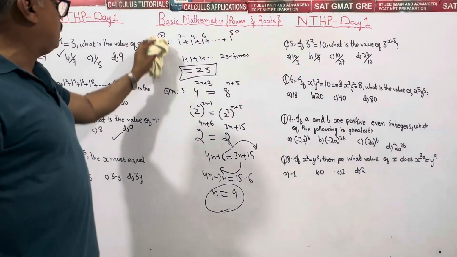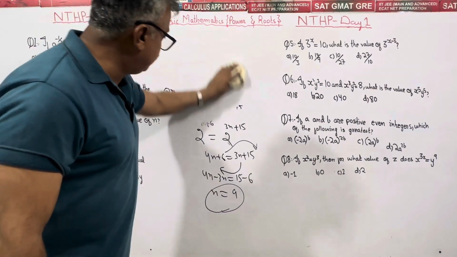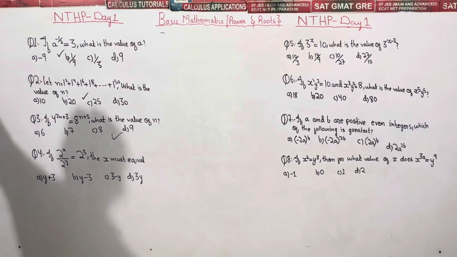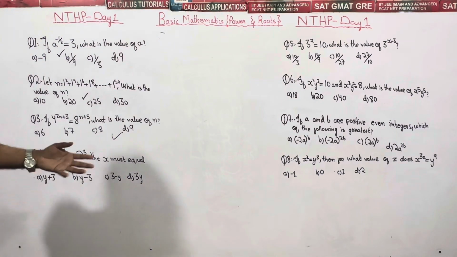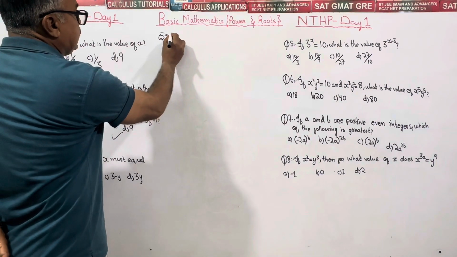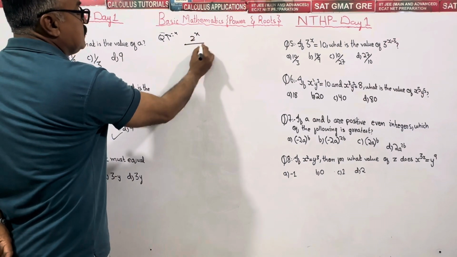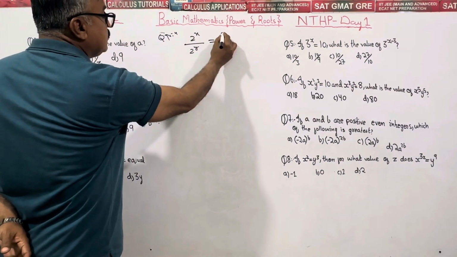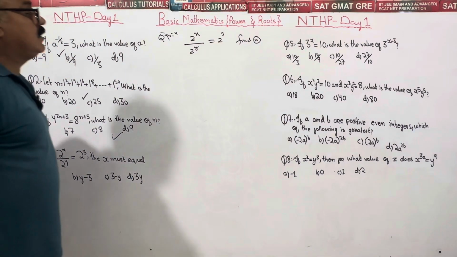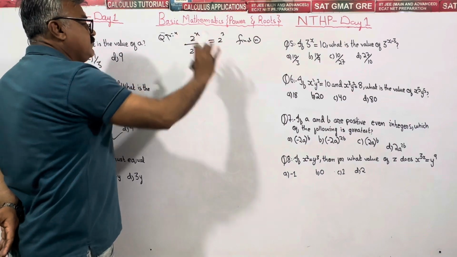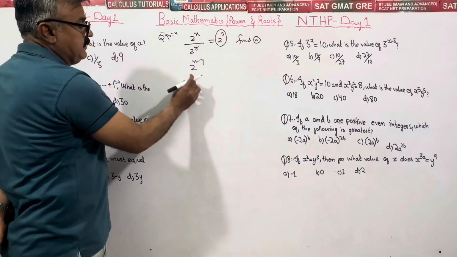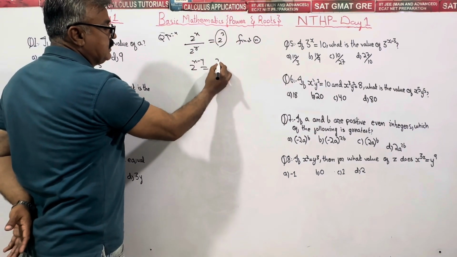Let's see question number 4. It reads: 2 raised to x divided by 2 raised to y is equal to 2 raised to 3. Find x in terms of y, or solve for x, or make x the subject. Bases are the same, so subtract the lower power from the upper power to reach 2 raised to something: 2 raised to x minus y is equal to 2 raised to 3.